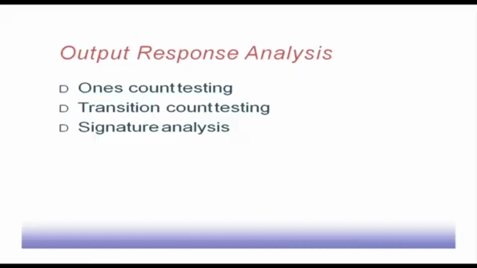Then there can be transition count testing, counting how many transitions are occurring, that is, a 1 followed by a 0, or a 0 followed by a 1. These transitions can be counted. Or we can have signature analysis. In signature analysis, the whole session will run, and at the end we will have a pattern available in the response analyzer. That is the golden pattern, which will be called the signature, and we will see whether the signature obtained is the same as the golden signature or not.